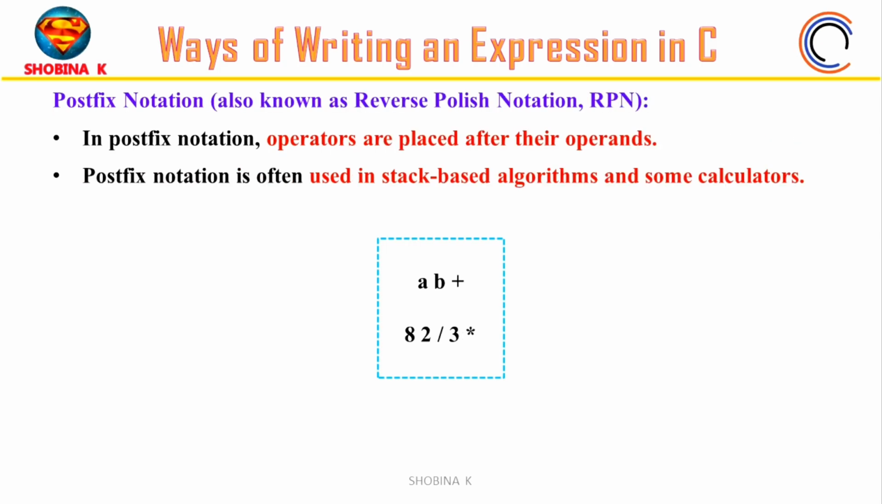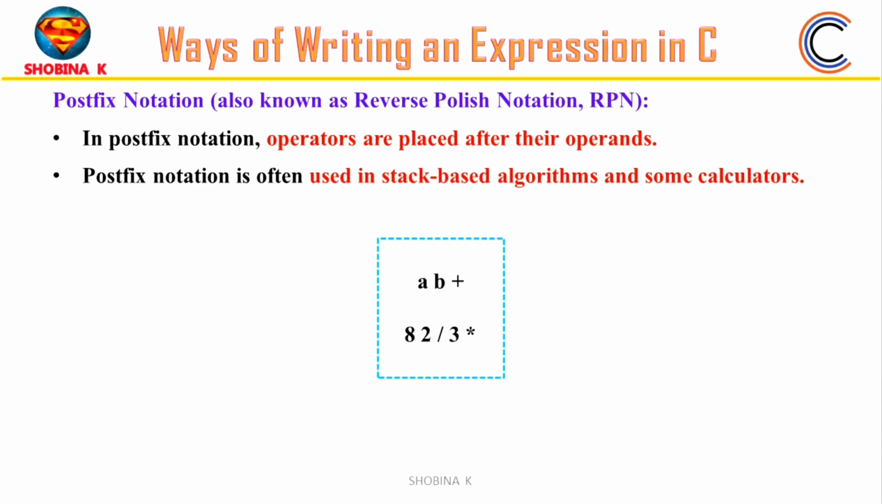In postfix notation or reverse polish notation, the operator is placed after the operands. It is often used in stack-based algorithms and calculators. Now look at the expression AB plus. AB plus means add the values of A and B. The operator plus comes after the operands A and B.